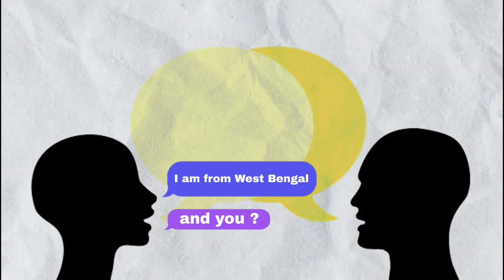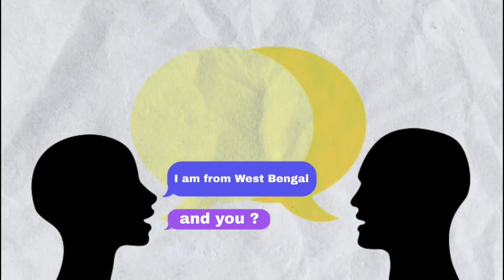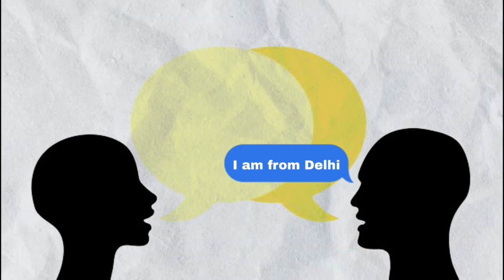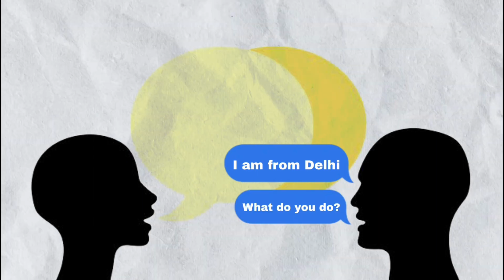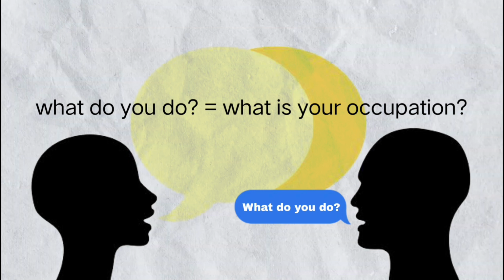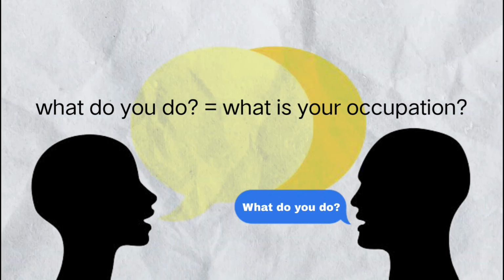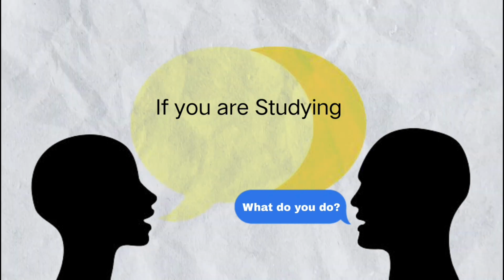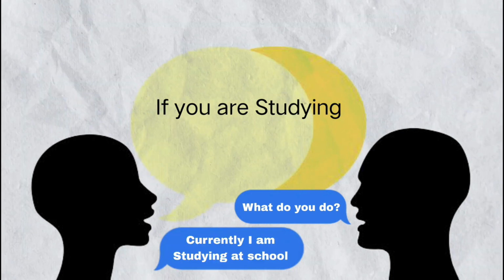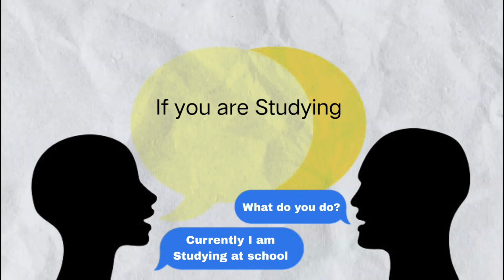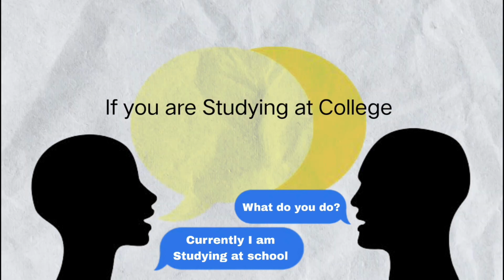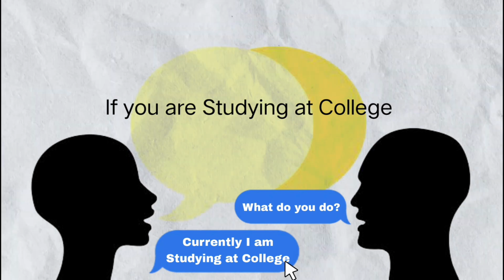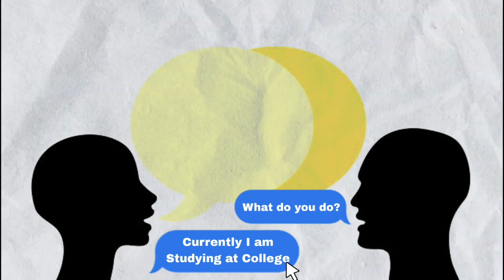Now the other person might ask you a question, that I am from Delhi, and what do you do? It simply means what is your occupation? If you are studying, then you can say I am studying at school. Or if you are studying at college, then you can say currently I am studying at college. Here you can add your college name or school name also.